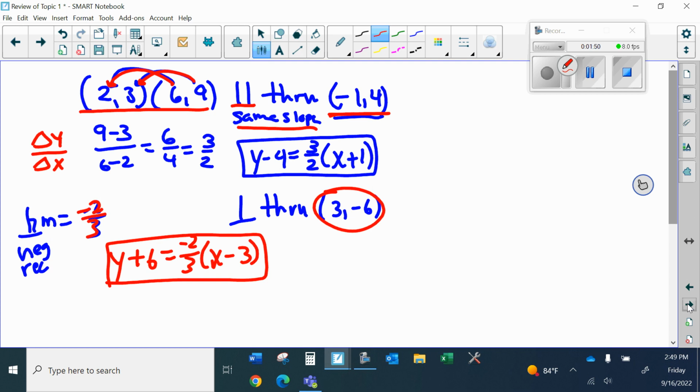All right, so you get 6 over 4, but we know you must reduce always. So it goes down to 3 halves. And parallel means same slope. So now I have that slope. And now I just have to fill it into the point slope form.